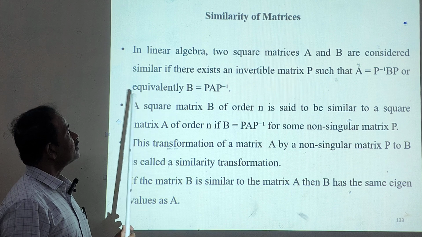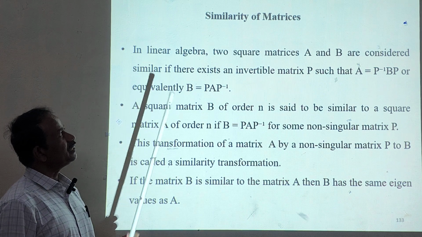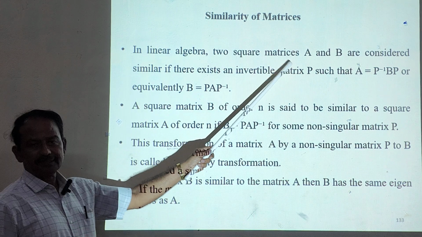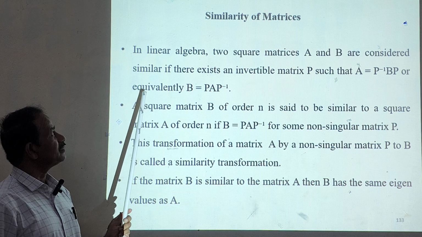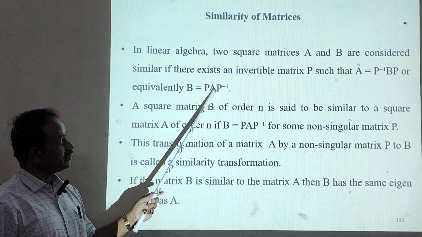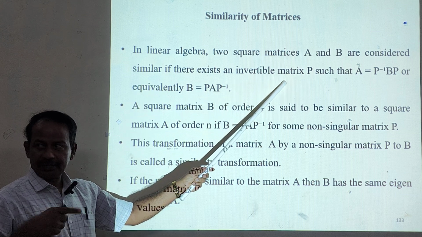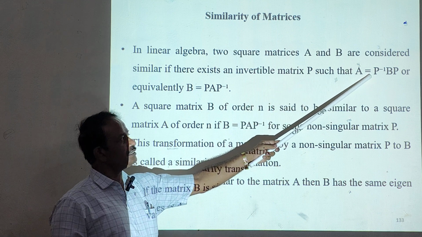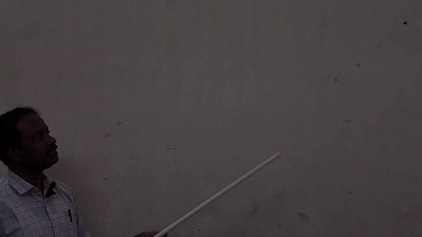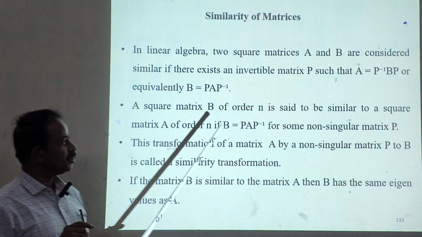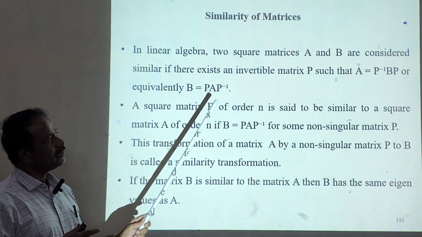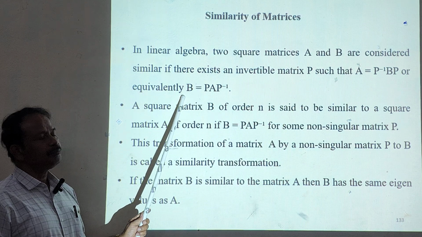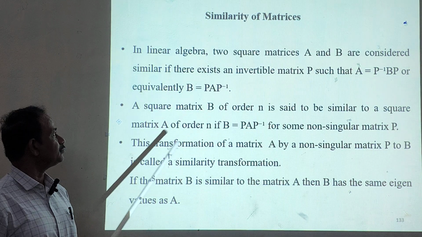So similarity of matrices is defined as follows. In linear algebra, two square matrices A and B are considered similar if there exists an invertible matrix P such that this condition is satisfied: A equals P inverse B P. Or equivalently, we can write it the other way around, B equals P A P inverse.